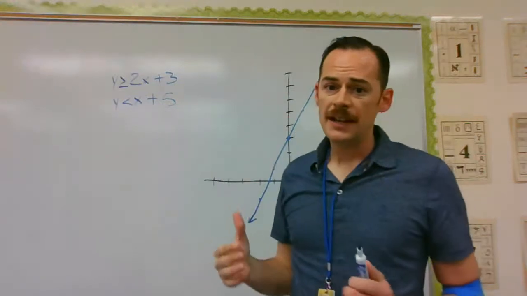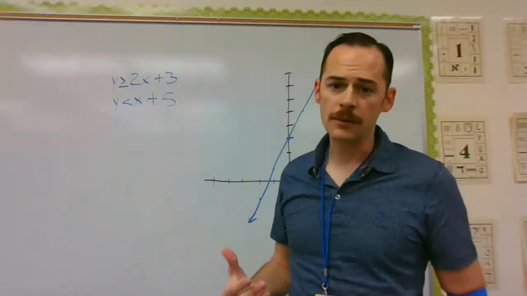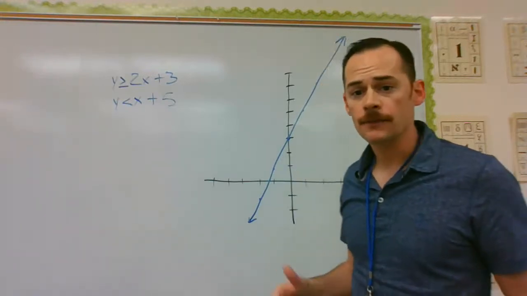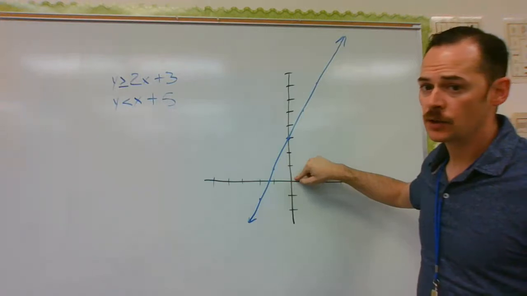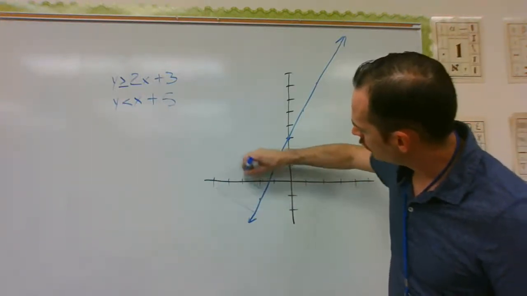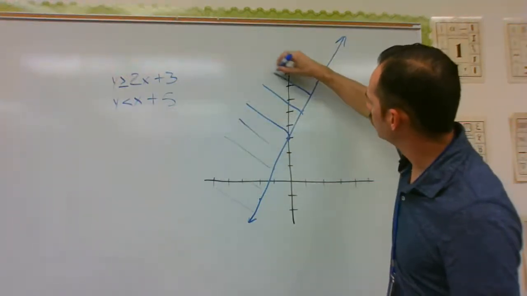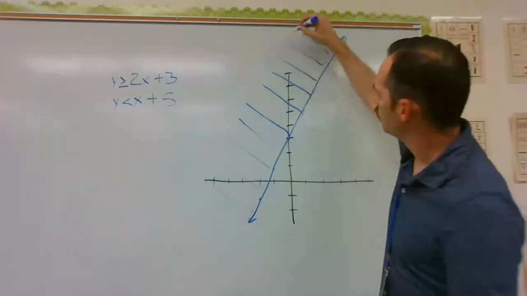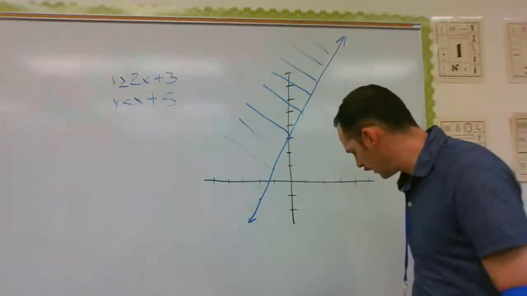Now the question is, is 0 greater than or equal to 3? No, it's not. That's a false statement. So I know that 0, 0 is not going to be one of my answers. So I'm going to end up shading the side that does not include 0, 0.